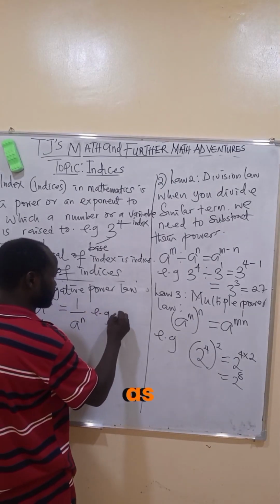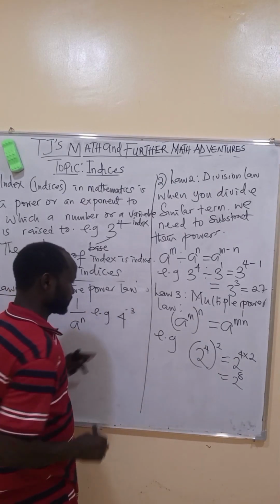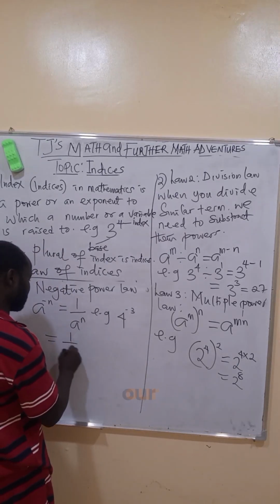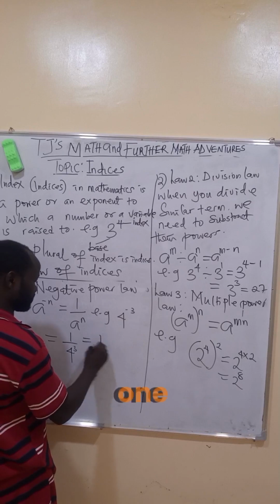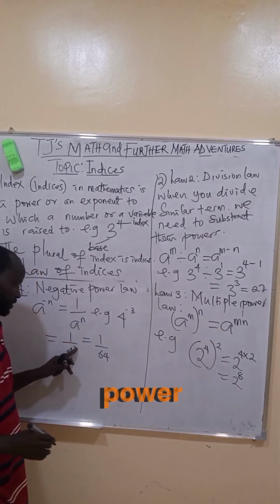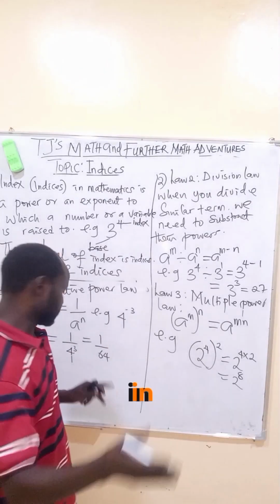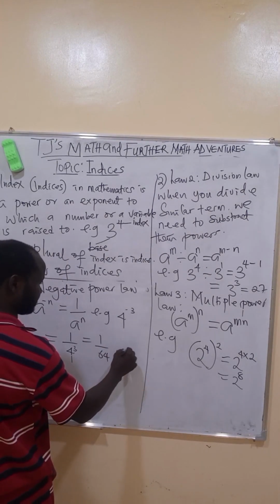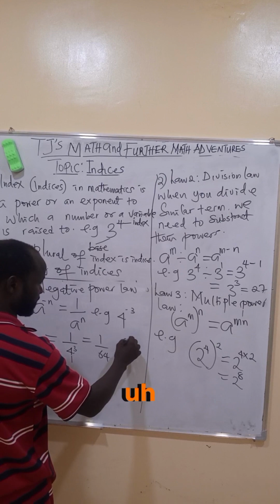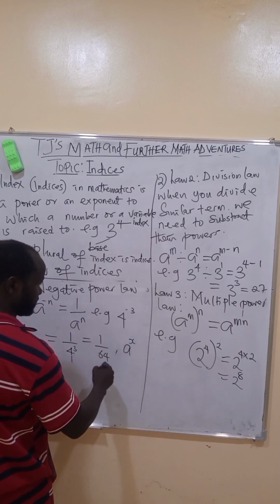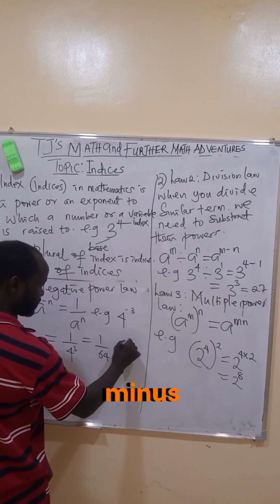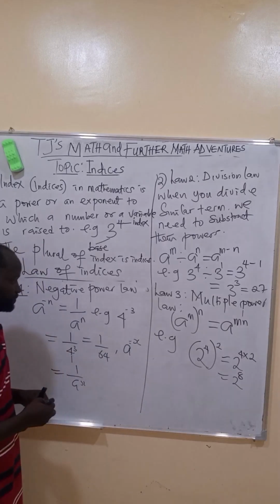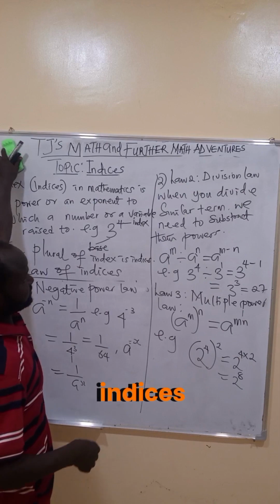E.g., let's say we have 4 power minus 3. This is the same thing as 1 over 4 power 3, which is 1 over 64. Because 4 power 3 means 4 times 4 times 4, which is 64. Let's look at another example. Let's say we have a power minus x. This is the same thing as 1 over a power x. Okay, this is the fourth law of indices.